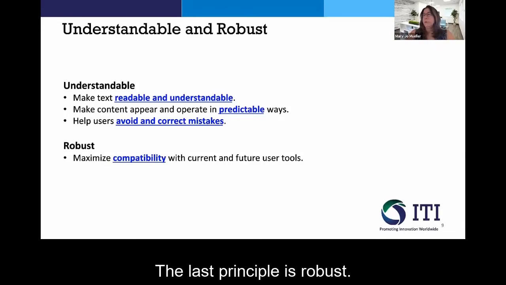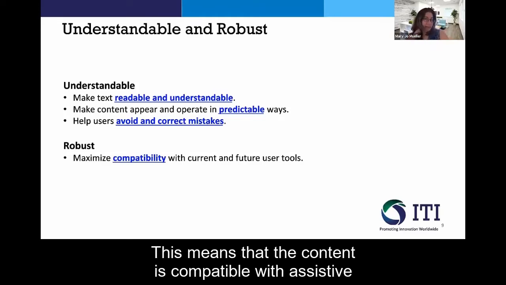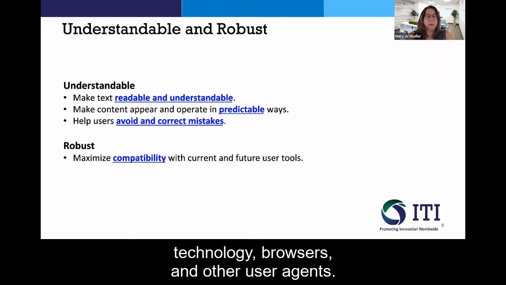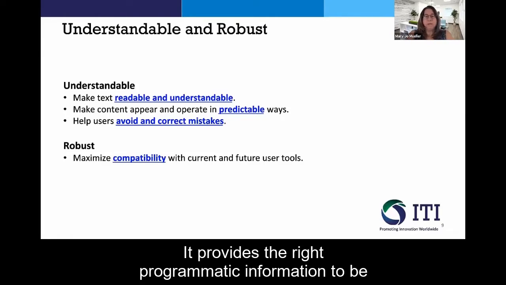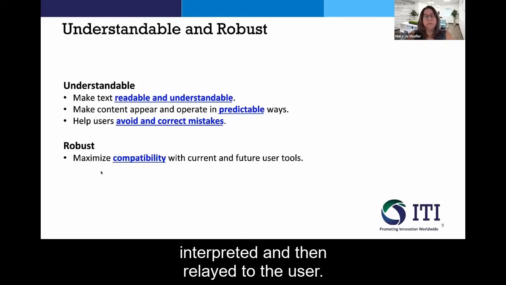The last principle is robust. This means that the content is compatible with assistive technology, browsers, and other user agents. It provides the right programmatic information to be interpreted and then relayed to the user.